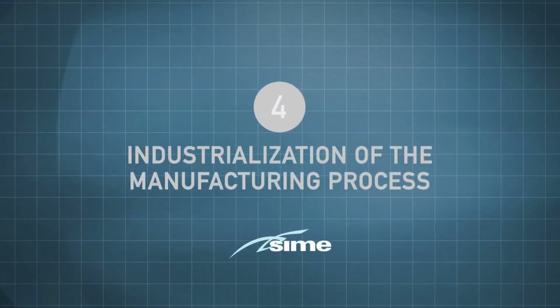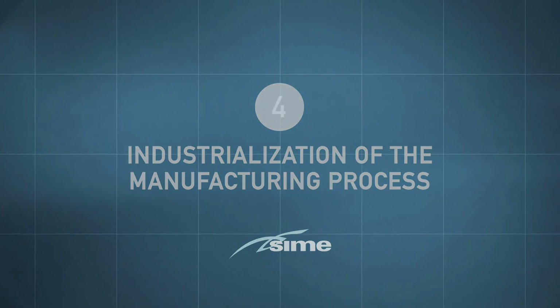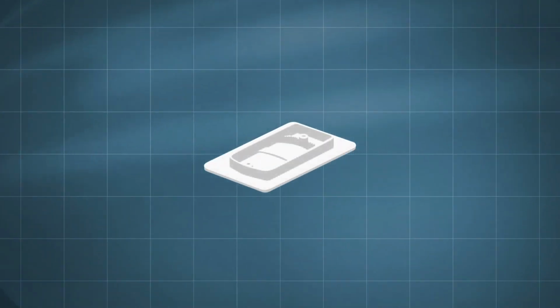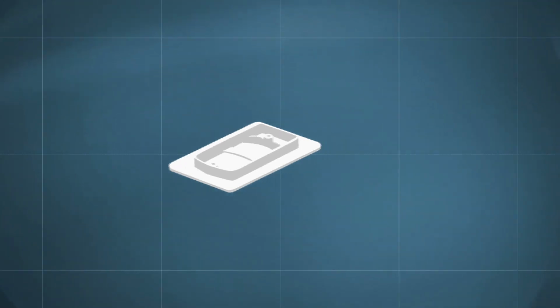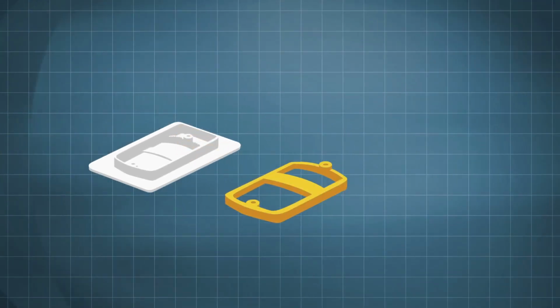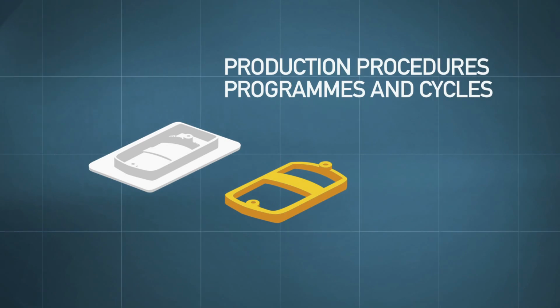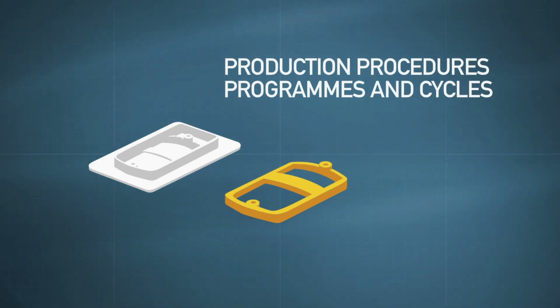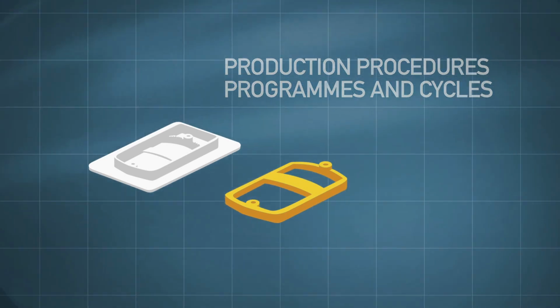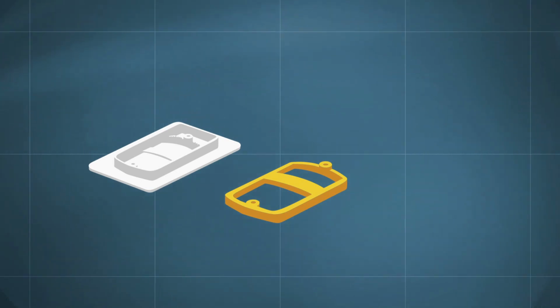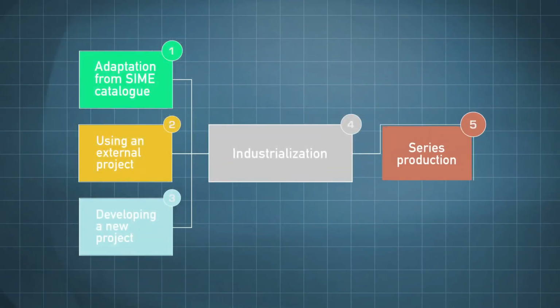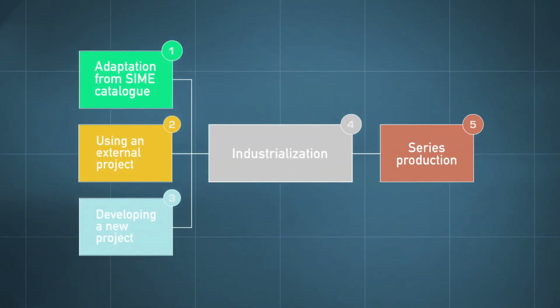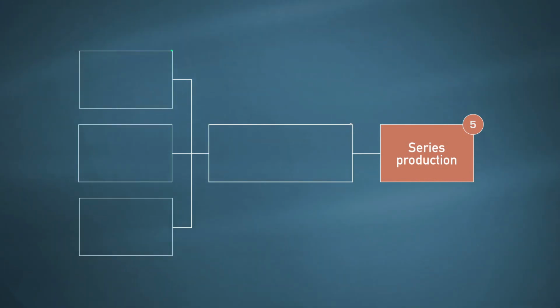Having established the definitive design for the exchanger and its parts, the following elements are produced: the patterns of the external shapes and the patterns of the internal hollow parts, known as cores. The production procedures, the programs, and the cycles of the various phases of the melting process are also defined. After the industrialization phase, the production phase follows.